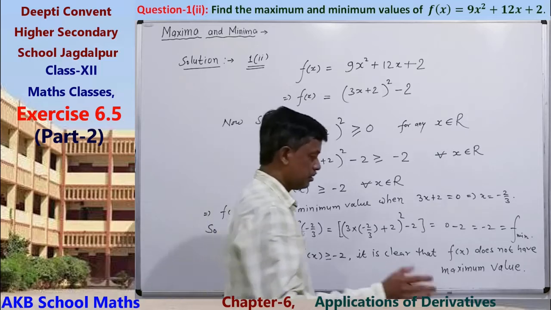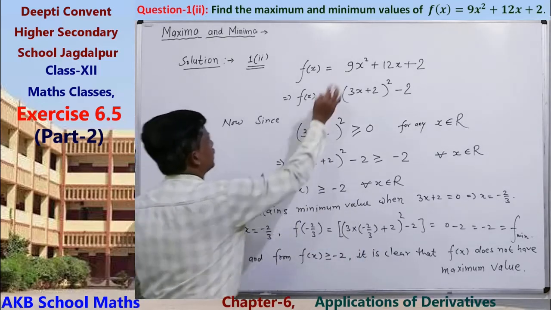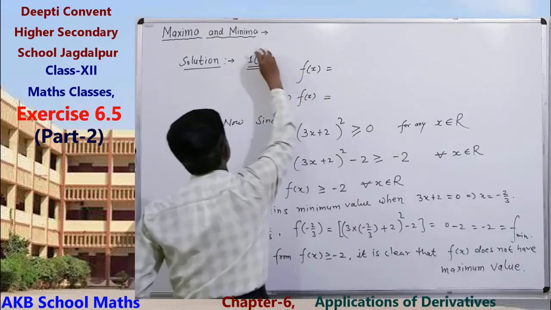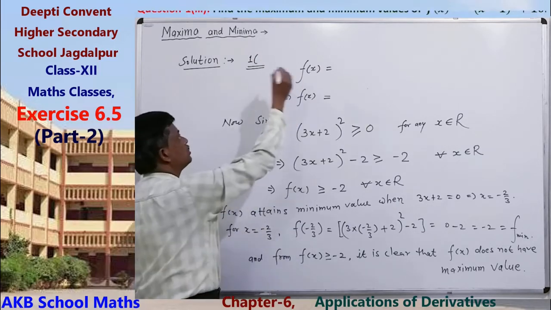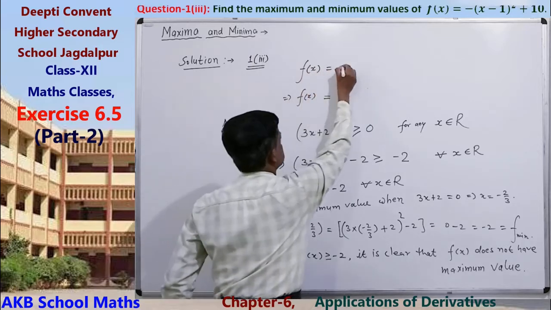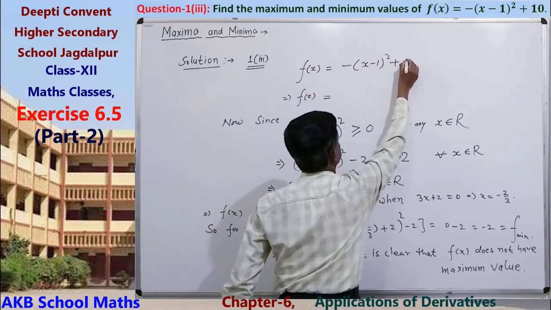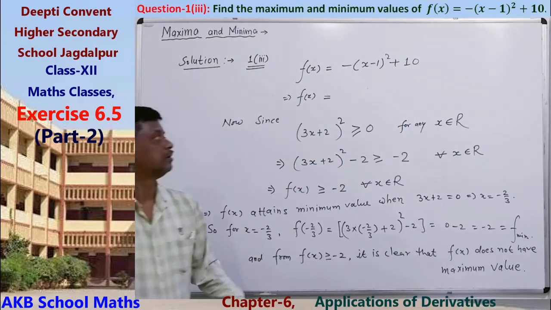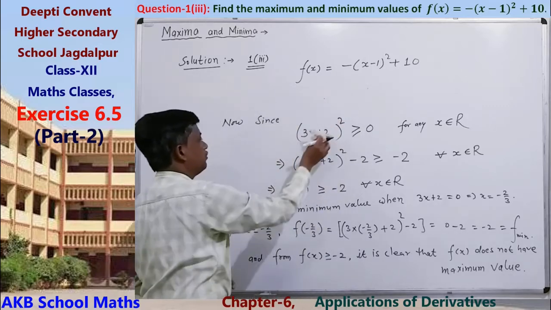Similarly, taking the next question, question third of 1. Here f(x) is given as minus (x minus 1) square plus 10. This is the given function.